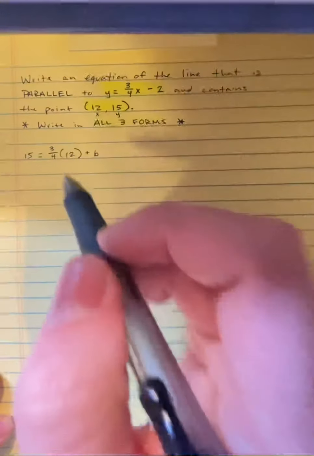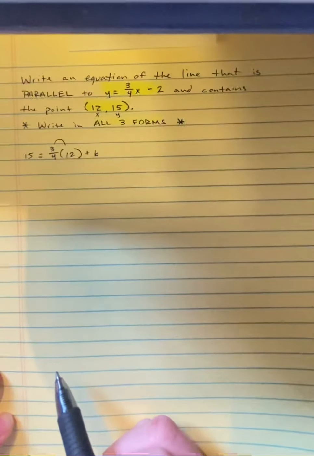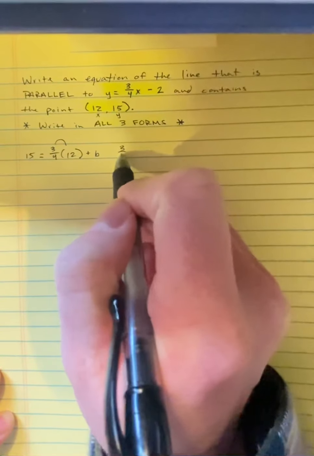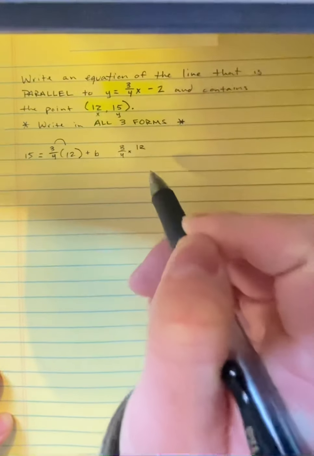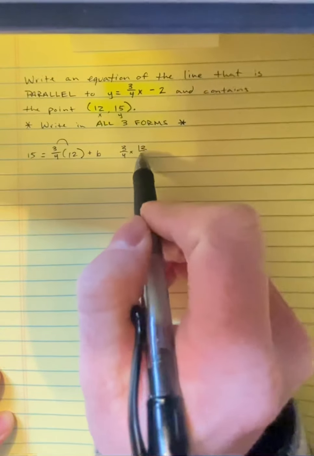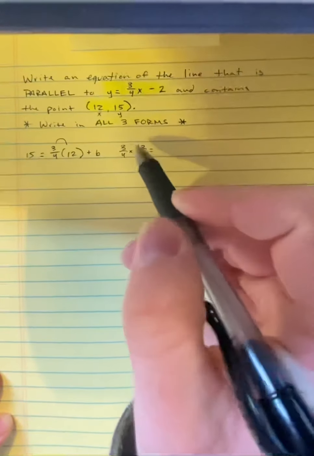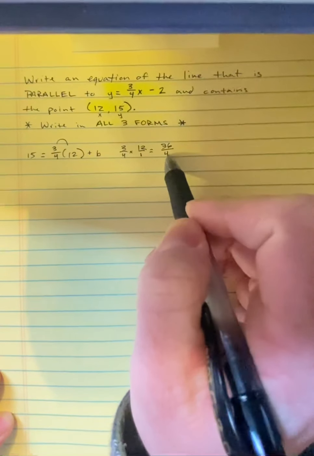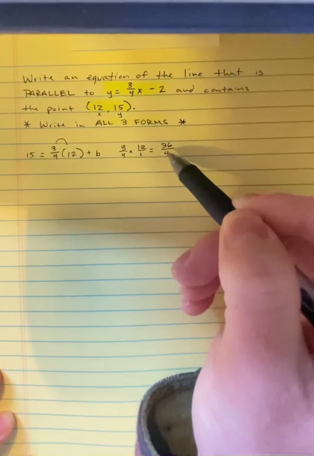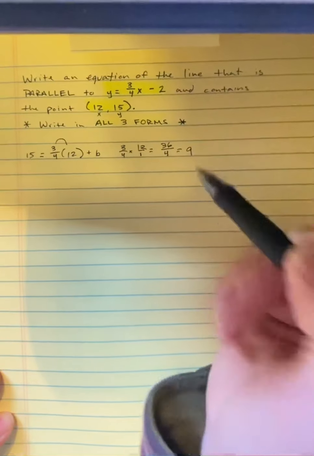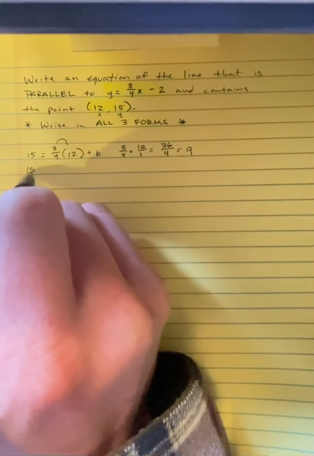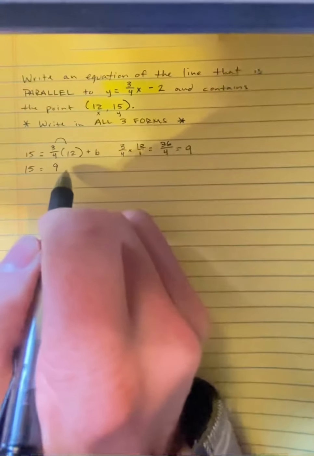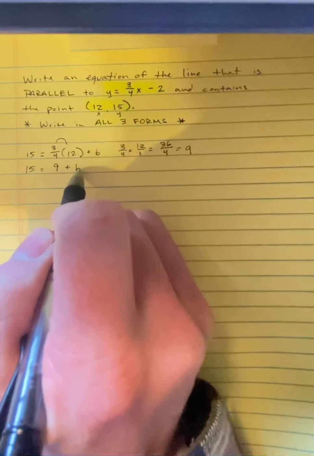So to solve this, I'm first going to multiply 3 over 4 times 12. When we're multiplying fractions, we do it like this. 3 over 4 times 12. There's, as you know, a 1 underneath of that 12. And we multiply straight across. So 3 times 12 is 36. 4 times 1 is 4. And then we can simplify this fraction. 36 divided by 4 is 9. So the result of that multiplication there is 9. So we have 15 equals 9 plus b.